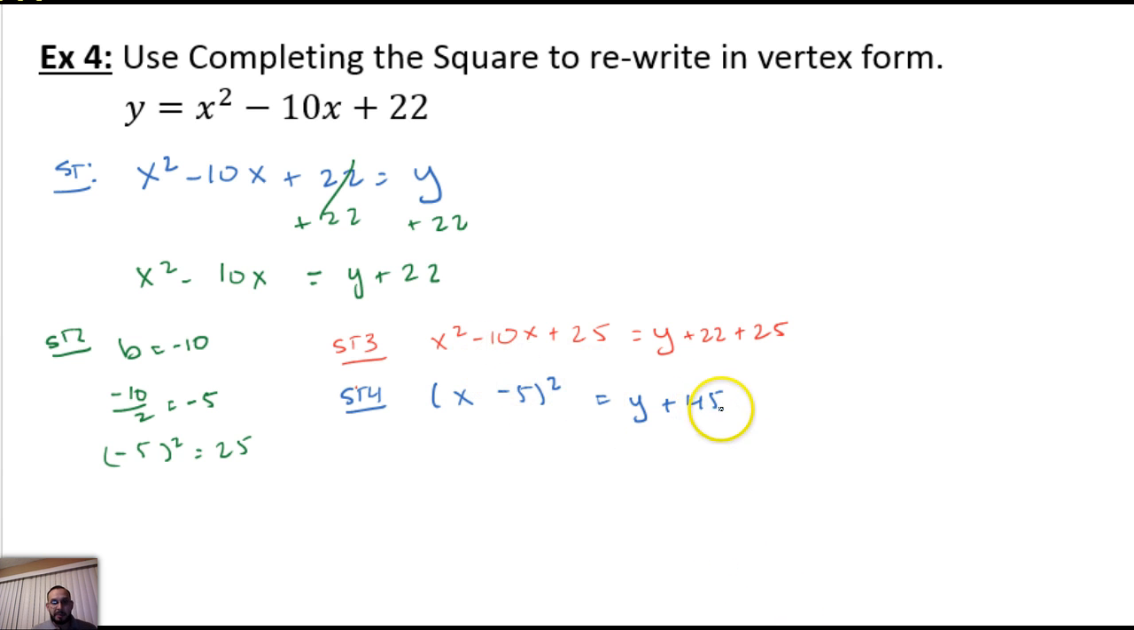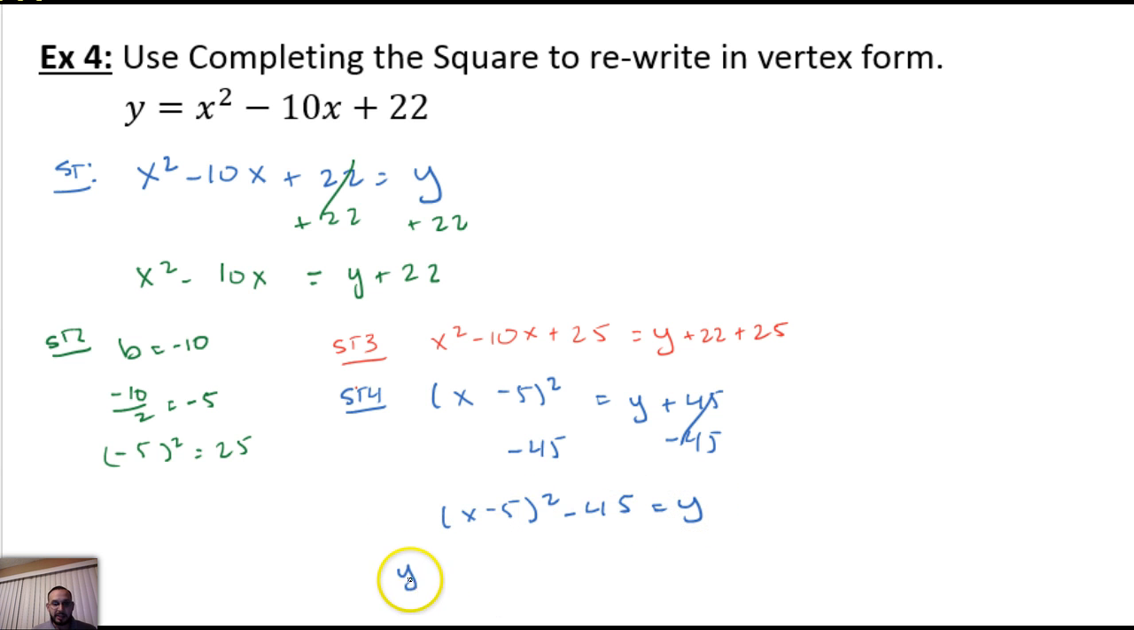And then my final step is just to subtract from both sides. This is the only difference, this is my step 5. Since I'm not solving for roots because I have a y, I'm going to subtract from both sides. So if I subtract from both sides, this goes away and I get x minus 5 squared minus 45 is equal to y. And you can leave the y on this side or return it back to the left hand side.